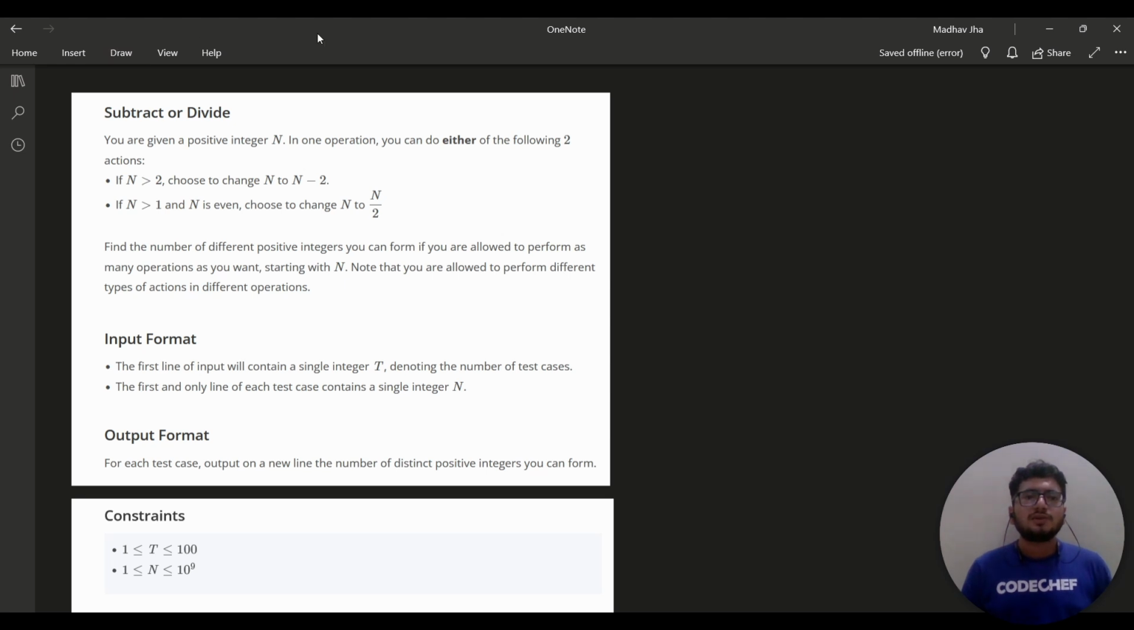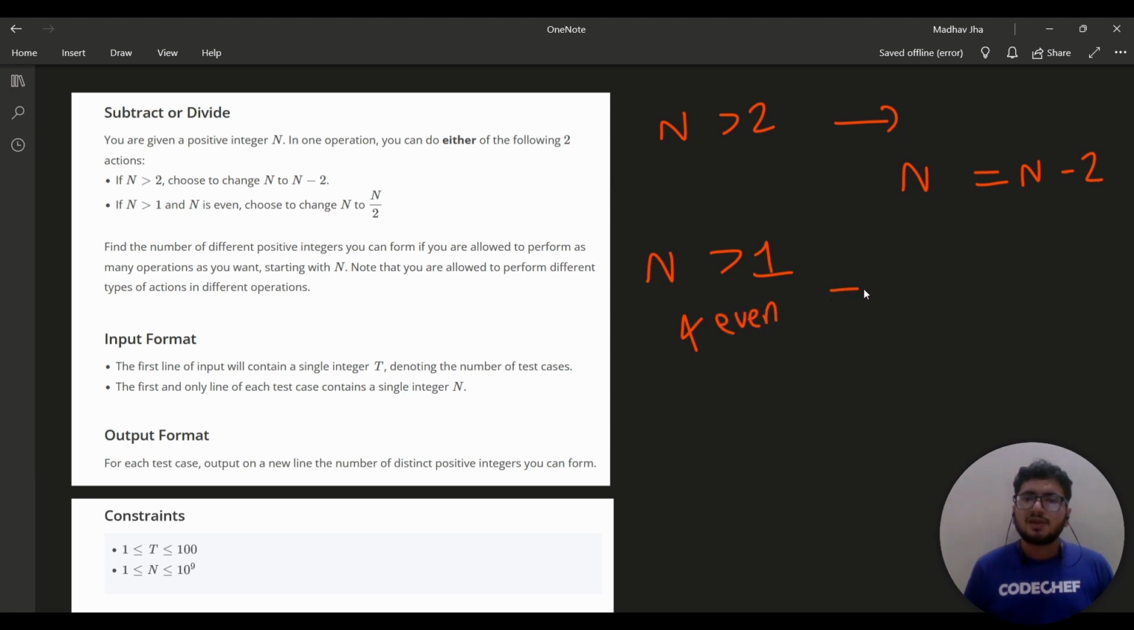You are given a positive integer n, and in one operation we can do the following. If the value of n given to us is greater than 2, then we can change n to n minus 2. And in case our n is greater than 1 and it is an even number, then we can change our n to be equal to n divided by 2.